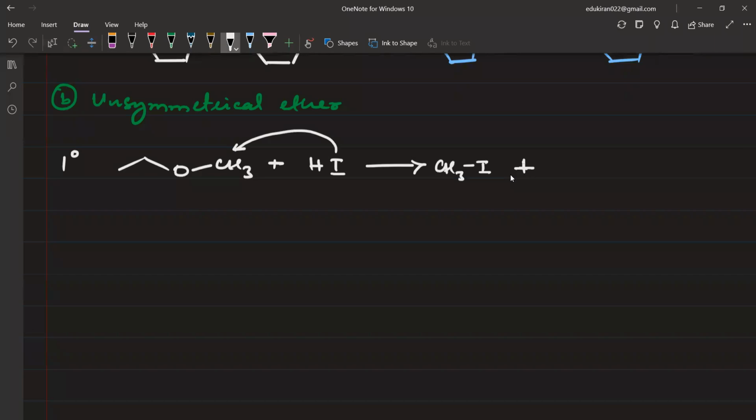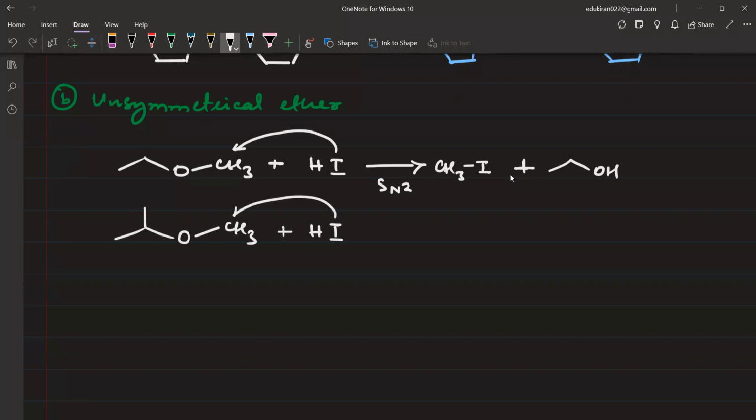plus OH like this. So this is an SN2 reaction. Okay, this is an SN2. If they give you a 2 degree one too, if you have something like this, let us say you have here 2 degree, and then there is CH3. So here also what is going to happen? HI will attack on the less substituted one. Here also it is happening via SN2. So we are getting CH3I plus we are getting a 2 degree alcohol.